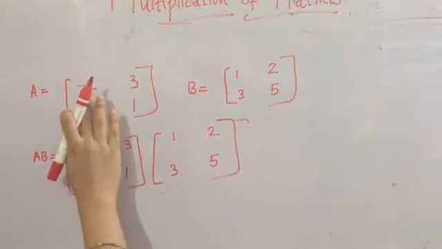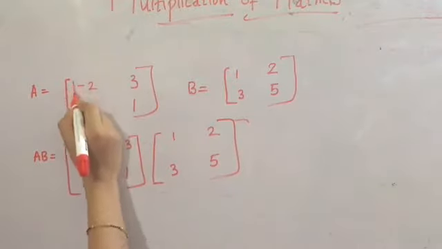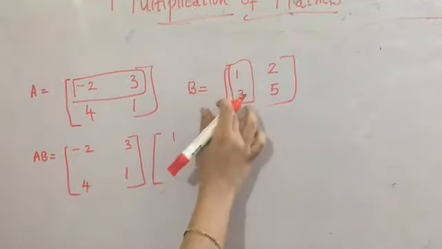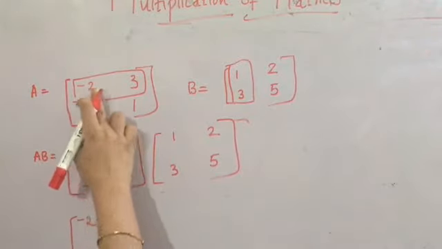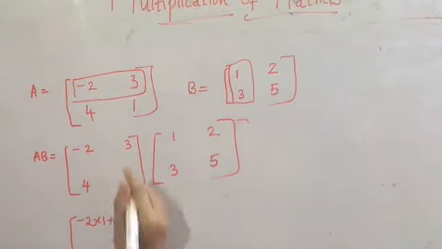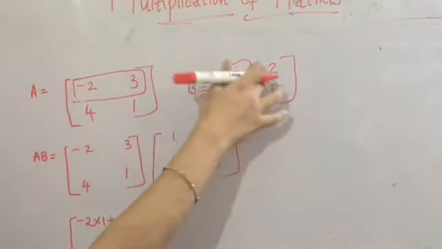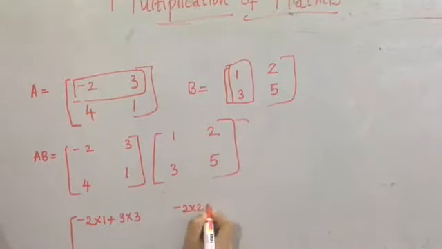So this is the first row. The first row will be multiplied with the first column. So it is equal to minus 2 into 1, the first element with the first element, plus 3 into 3. Similarly, this first row should be again multiplied with the second column. That is minus 2 into 2 plus 3 into 5.